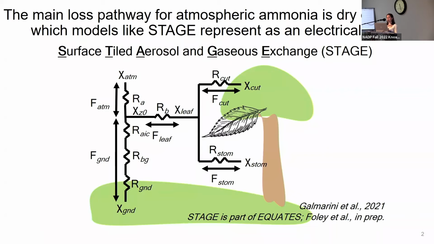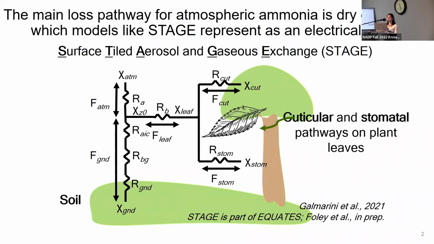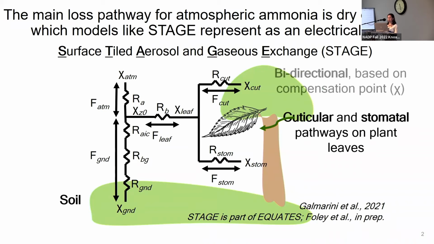In this figure, I'm not going to describe everything that's going on, but just broadly to show you how dry deposition is represented. It's through a series of resistances for different pathways. So how resistant is that particular pathway to the uptake of ammonia? At a high level, these pathways include the soil, as well as plant leaves through their cuticles or stomata.